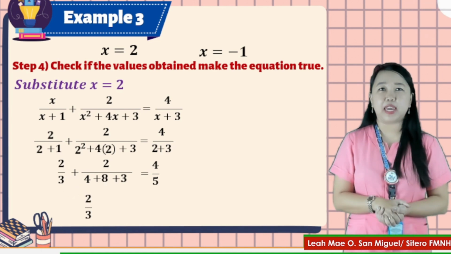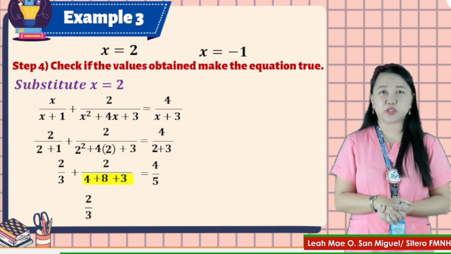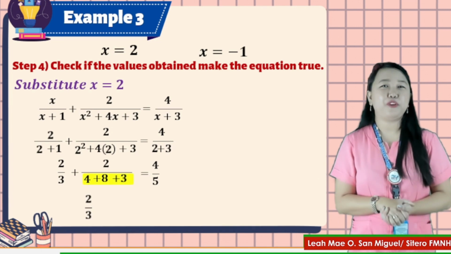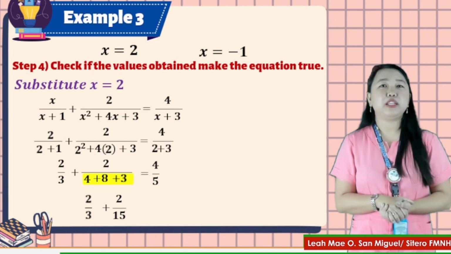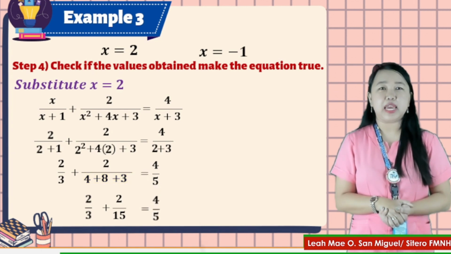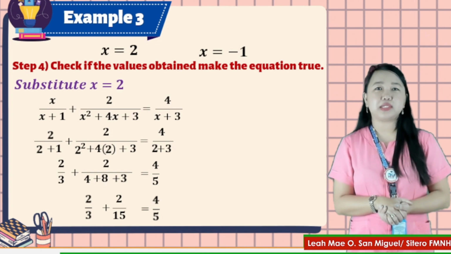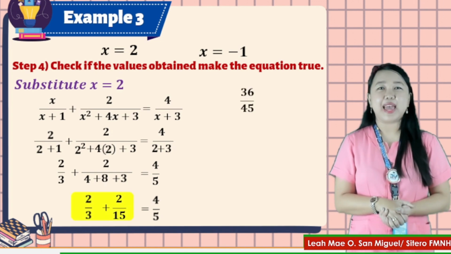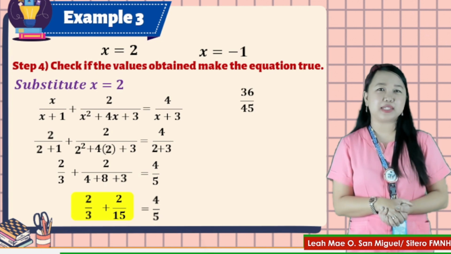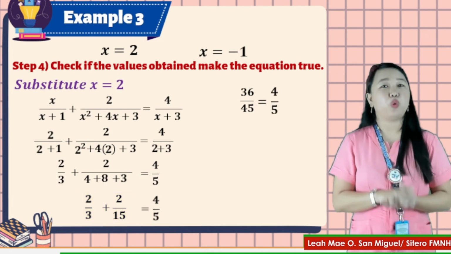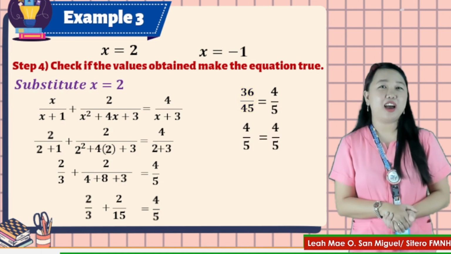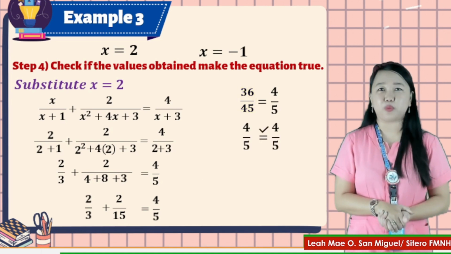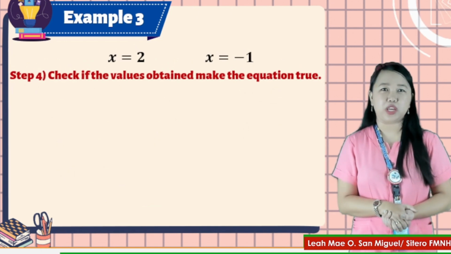Simplify 4 plus 8 plus 3. What is the answer? Great! 15. So we have 2 over 3 plus 2 over 15 is equal to 4 over 5. Add 2 over 3 and 2 over 15, it is equal to 36 over 45. Get the lowest term, the answer is 4 over 5, which is equal to 4 over 5. Check. On the other hand, substitute x is equal to -1 to the original equation.